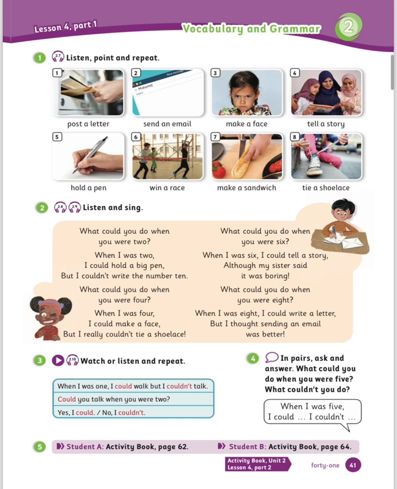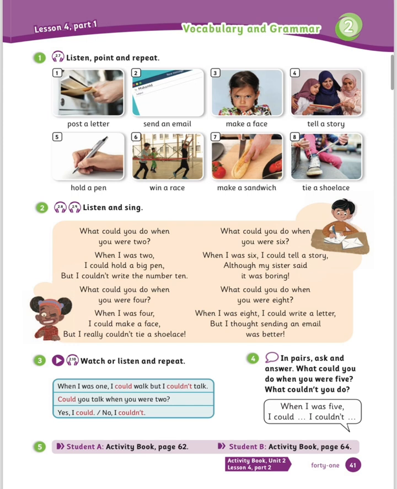What could you do when you were 2? When I was 2, I could hold a big pen, but I couldn't write the number 10. What could you do when you were 4? When I was 4, I could make a face, but I really couldn't tie a shoelace. What could you do when you were 6? When I was 6, I could tell a story, although my sister said it was boring. What could you do when you were 8? When I was 8, I could write a letter, but I thought sending an email was better.